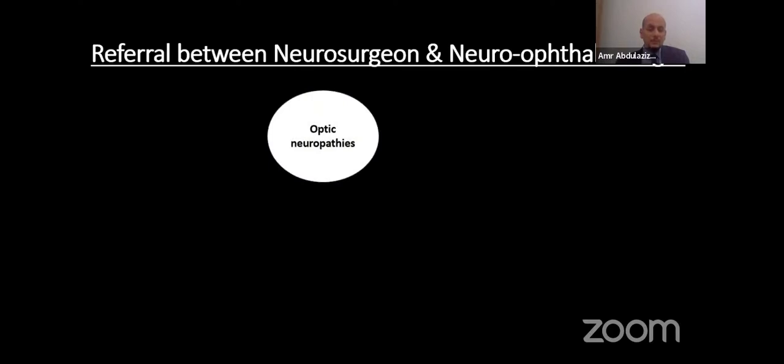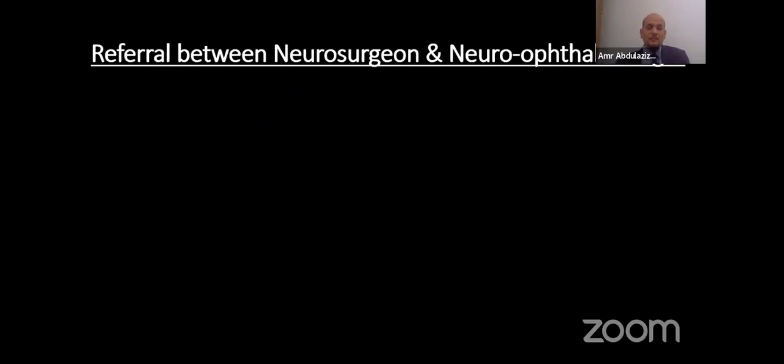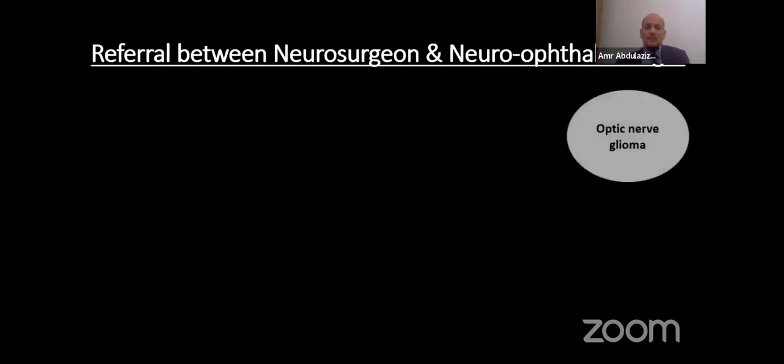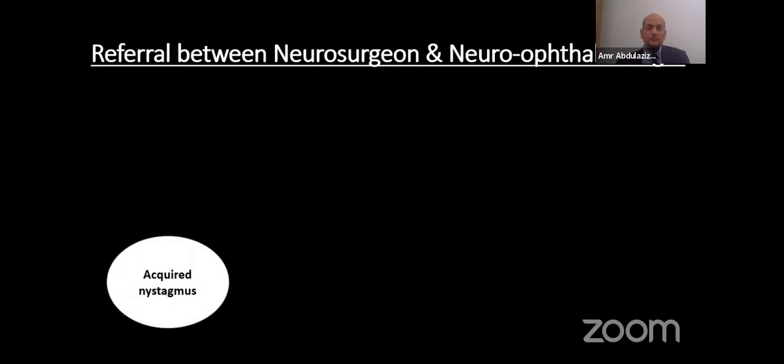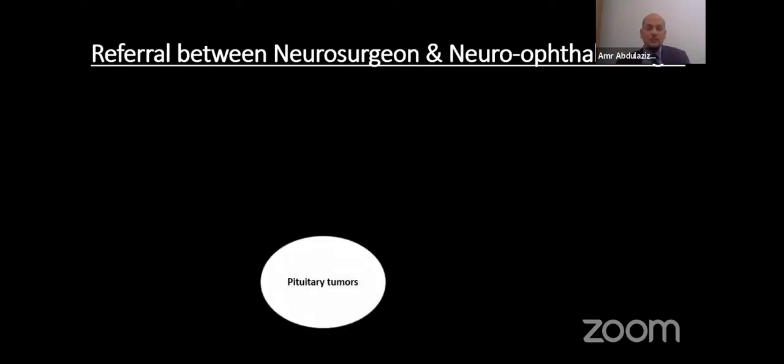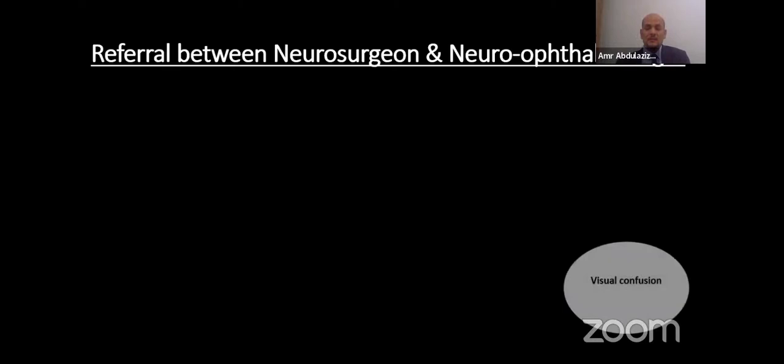Also patients with optic neuropathies, whether it is toxic optic neuropathy or other etiologies of optic neuropathy, usually they will come with decreased vision or central scotomas or visual field defects. Coming to cranial nerve palsies and optic nerve glioma, that is one of the cases that usually will come with sudden vision loss or with proptosis. Acquired nystagmus also, like opsoclonus, and pituitary tumors like pituitary adenomas and other sellar and suprasellar tumors and masses. Come to head traumas and visual confusion. These are just few examples of the cases that neuroophthalmology clinic will deal with, and also neurosurgery clinic.